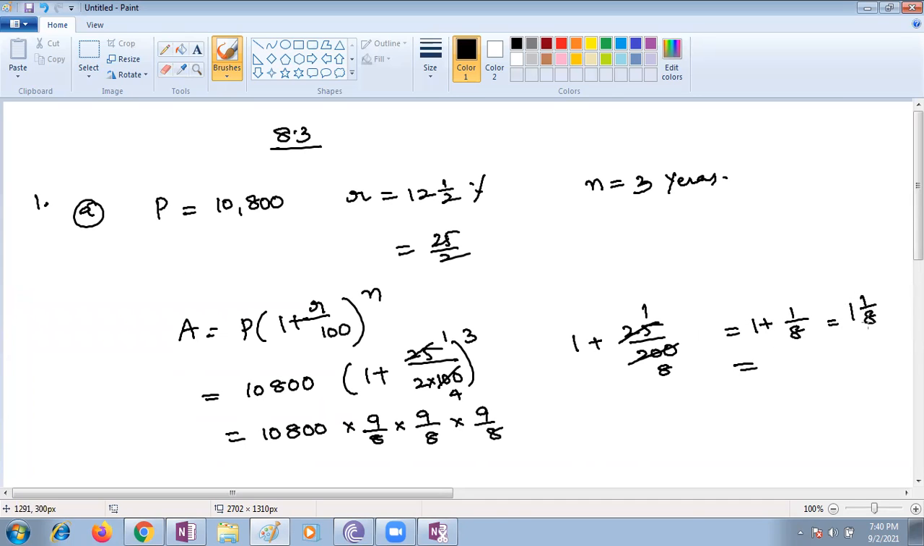1 by 8, 1 by 8 mixed fraction is 8, 8 plus 1 is 9. So 9 by 8, how many times do you need to repeat? 3 times. Come on, children, who will give a quick answer for this?